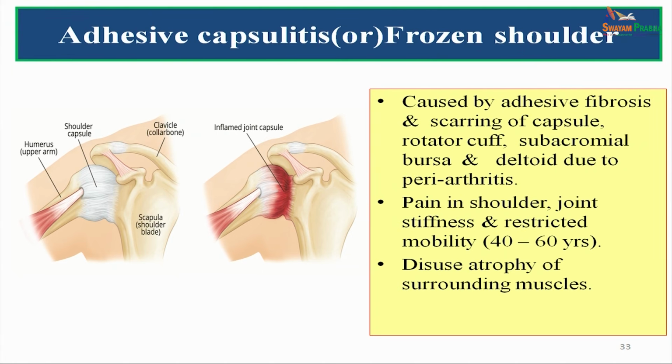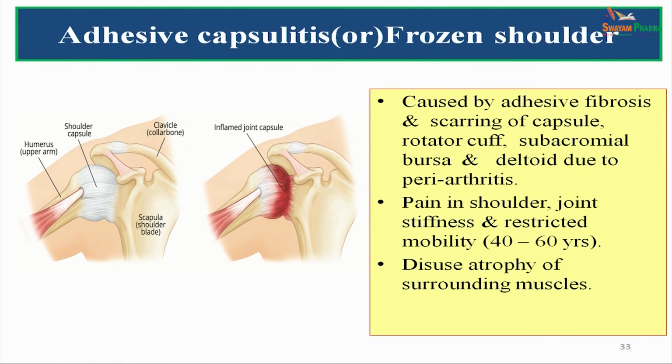Adhesive capsulitis is otherwise commonly known as frozen shoulder. It is caused by adhesive fibrosis or scarring of the capsular tissue. There is also scarring of the rotator cuff, subacromial bursa and deltoid due to periarthritis. There is severe pain in the shoulder, joint stiffness and restricted mobility.